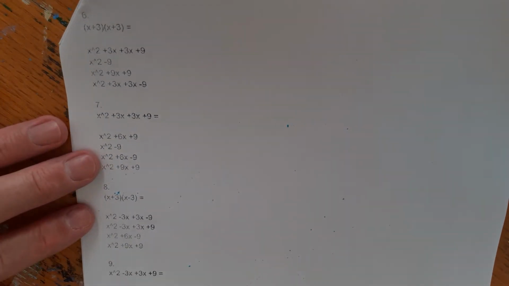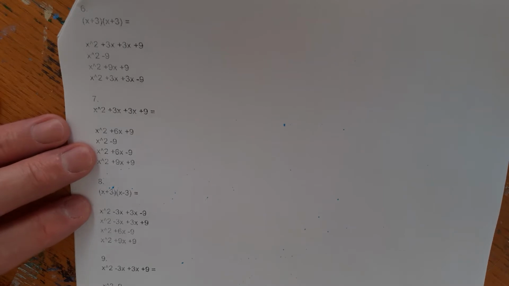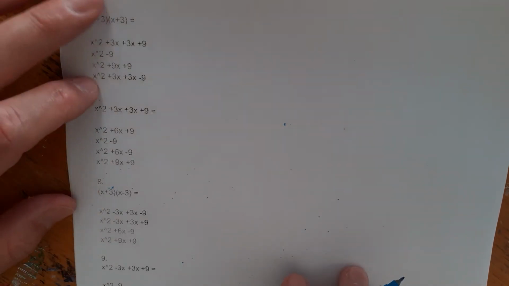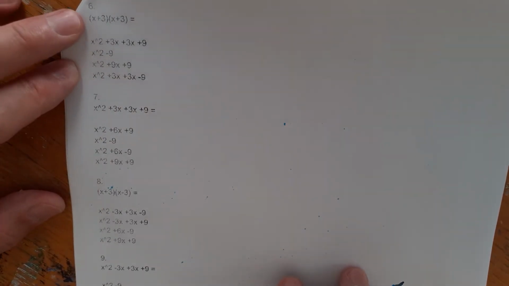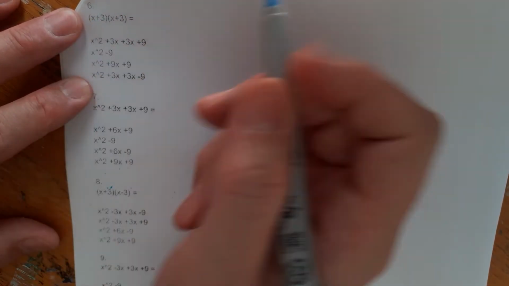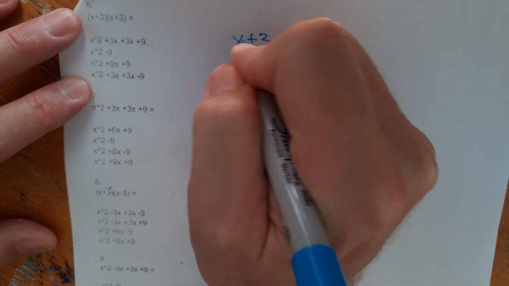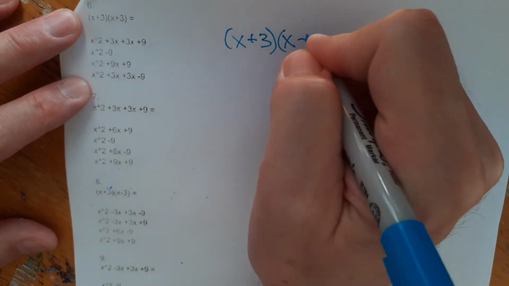The alternative to the FOIL method is the distributive property, and I'm a big fan of the distributive property, but for some reason we teach our kids this FOIL thing, and we love it, and so students show up going, I learned FOIL, and so I teach FOIL too, you guys. So now we have x plus 3 and x plus 3. Let me write it out a little bit bigger and clear.